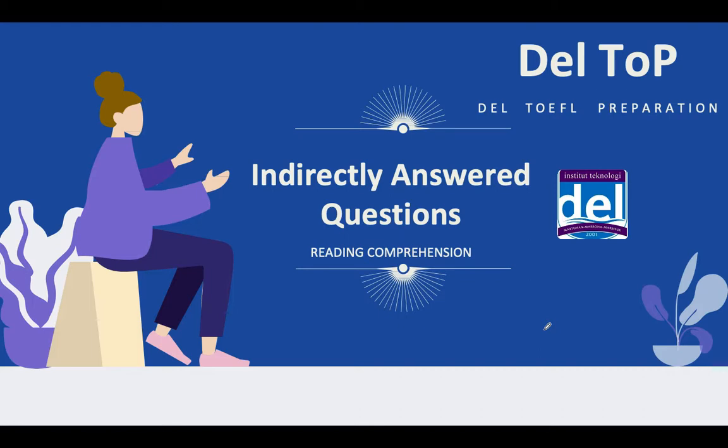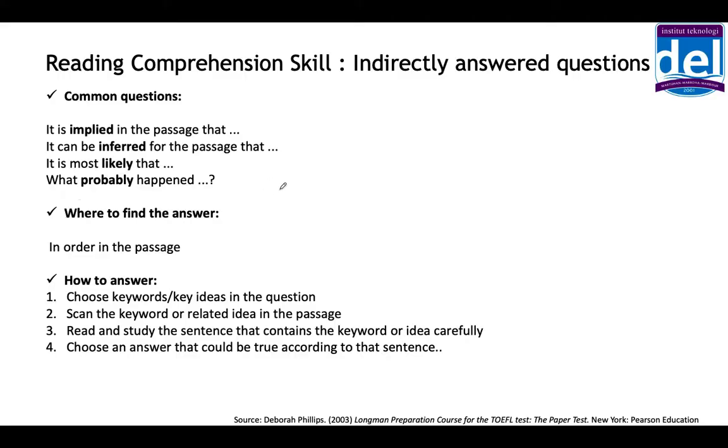In this video, we'll be talking about another common type of question in the reading comprehension, which is called indirectly answered questions. Indirectly answered questions refers to the questions in which the answers are not explicitly stated or indicated in the passage. It means we need to make some inferences or draw conclusions based on the ideas or statements available in the passage. There are some characteristics of questions that are categorized into indirectly answered questions. We will find the word imply, infer, likely, or probably in the questions.